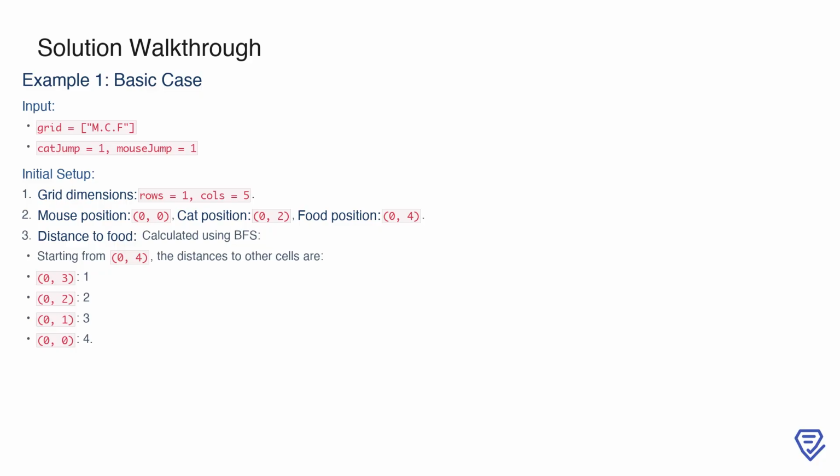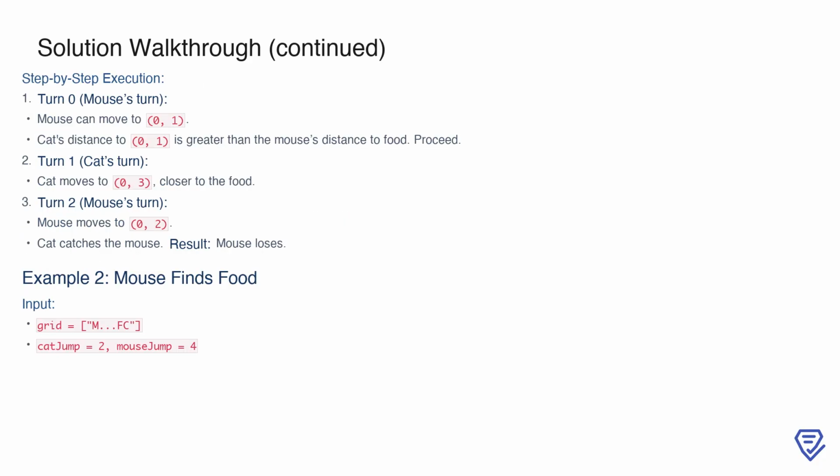In the first turn, the mouse goes first and moves to position 0, 1. This is a valid move because the cat's distance to the mouse's new position is still greater than the mouse's distance to the food, meaning the mouse has a chance to progress. On the second turn, the cat moves to position 0, 3, strategically getting closer to the food. Then, on the third turn, the mouse attempts to move to position 0, 2, but this is where the game ends. The cat catches the mouse at this position, resulting in a loss for the mouse. This example demonstrates how the cat's ability to intercept the mouse can lead to the mouse losing if it cannot outmaneuver the cat.